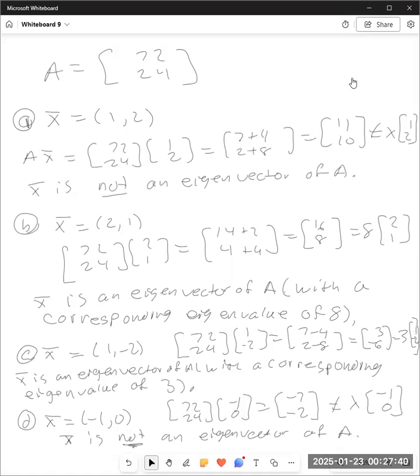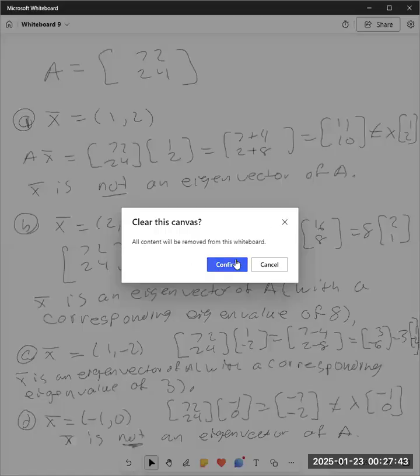Let's look now at number 11. Very similar problem. 11 says A is equal to -1, -1, 1, -2, 0, -2, 3, -3, 1. We want to test if x bar equals 2, -4, 6 is an eigenvector.